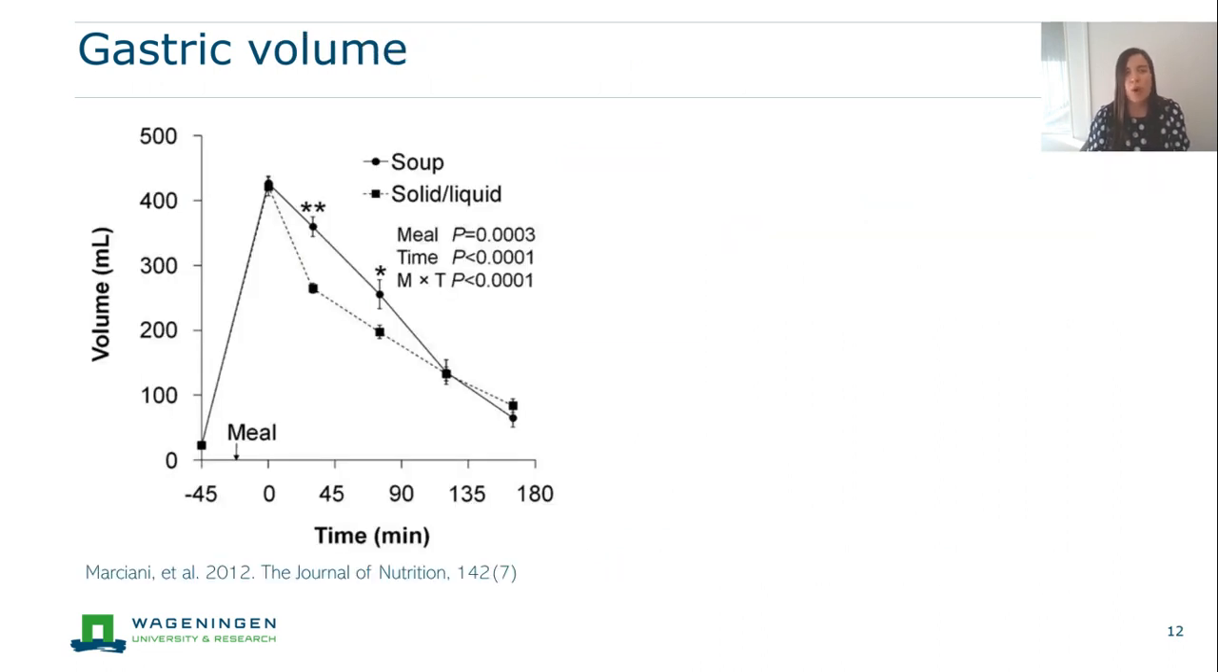In the Marciani study, they quantified gastric volume by studying scans from an MRI. What they showed was that the soup, for example, was emptied at a constant rate from the stomach, looking at the gastric volume. On the other hand, for the solid liquid meal, there is initially a sharp drop in the gastric volume, followed by a slower drop. This is interpreted from the MRI scans as a fast emptying of water, while solids remain in the stomach and are then slowly emptied into the small intestine.